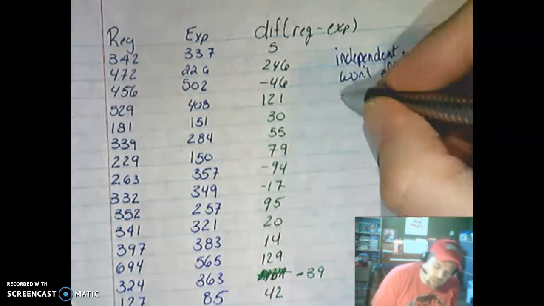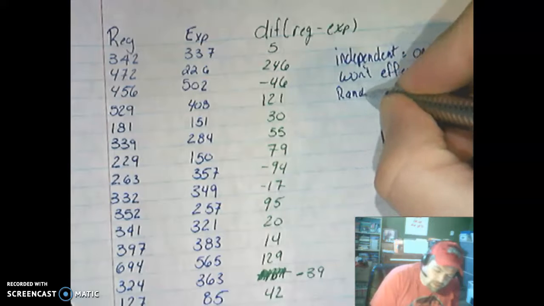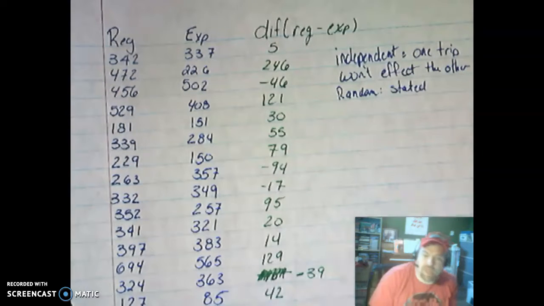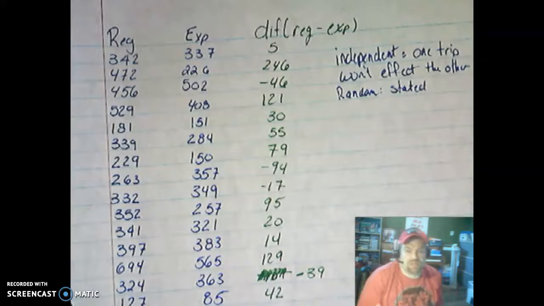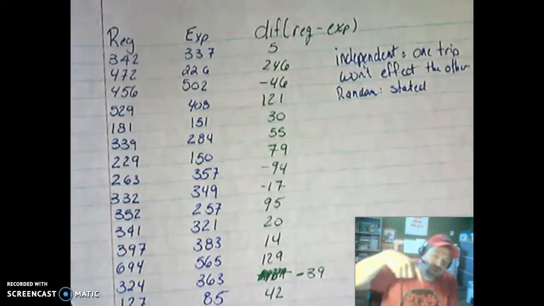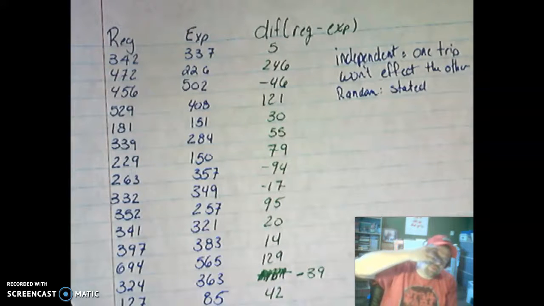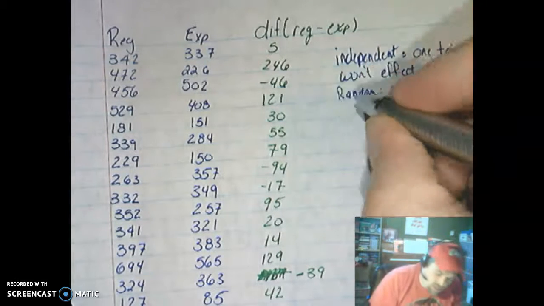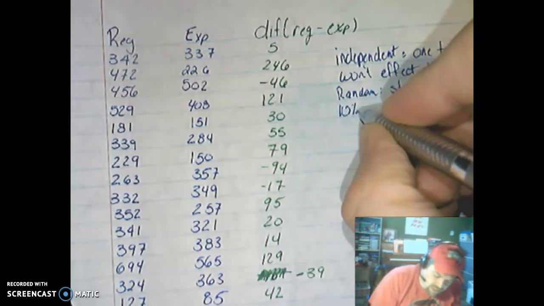Okay, and then we had random, and that was stated twice. That was when we went to the store 15 different times, and we used the coin to make it random as well. Then we got to do our 10% condition.